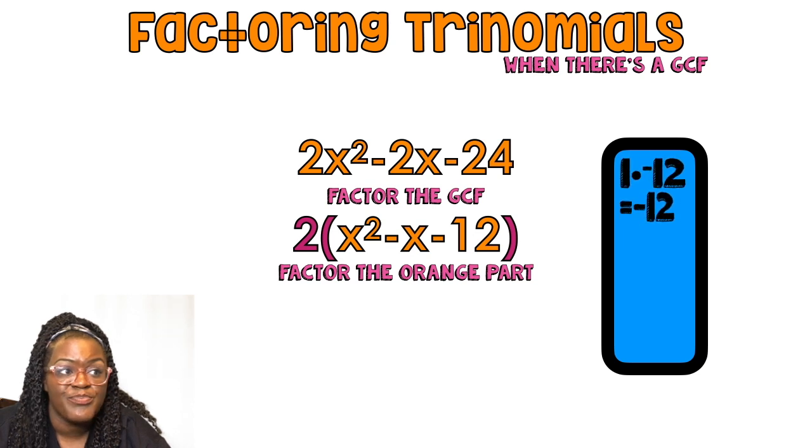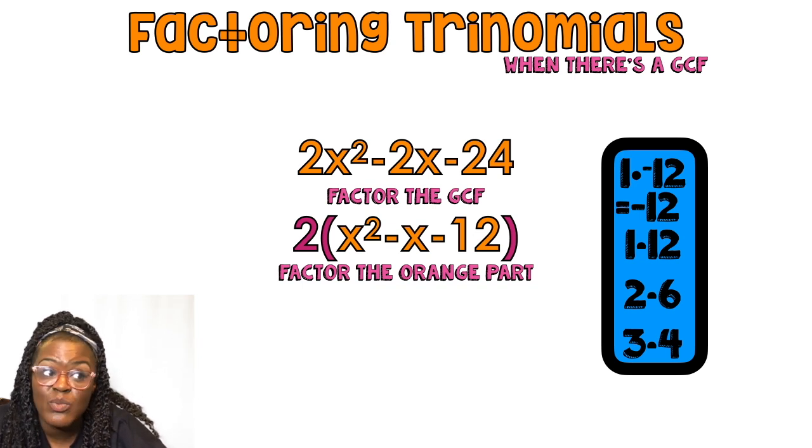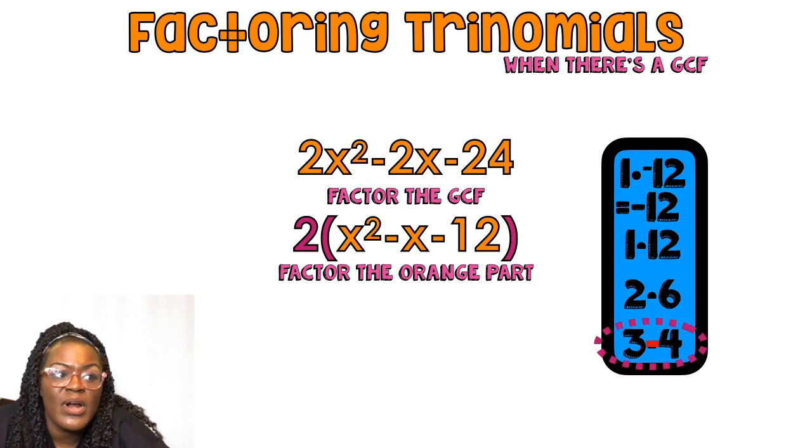So I'm going to take 12: 1 times 12, 2 times 6, 3 times 4. Which one can give me a negative 1 in the middle? Not 2 and 6, 2 plus 6 is 8, 6 minus 2 is 4, that's not going to work. 1 plus 12 is 13, 12 minus 1 is 11, 3 plus 4 is 7, but 4 minus 3 is 1, so what if I did 3 minus 4 to give me that negative 1.